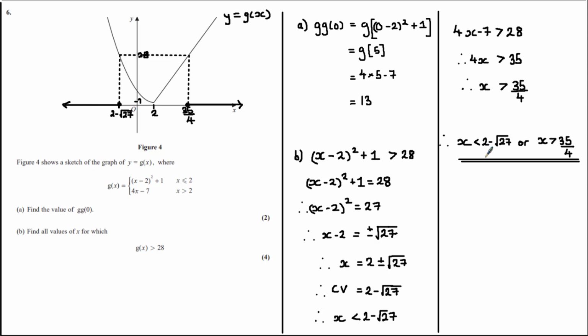We can conclude that therefore the set of x values that satisfy this inequality is the set of x values less than 2 minus the square root of 27, and because they are disjointed we must use the word or, the set of x values strictly greater than 35 over 4.